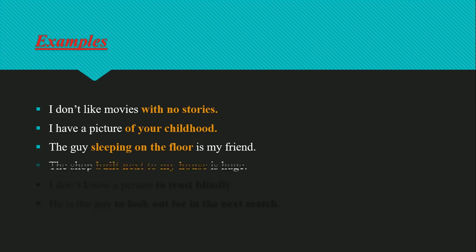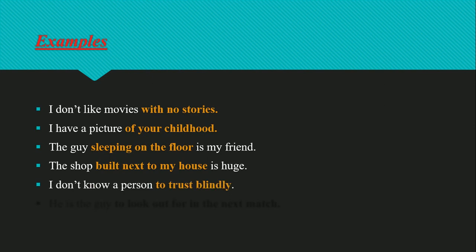The guy sleeping on the floor is my friend. Here, sleeping on the floor is telling about that guy who sleeps on the floor. The shop built next to my house is huge. Here the participle, the adjective phrase, comes in the middle and tells about that shop.